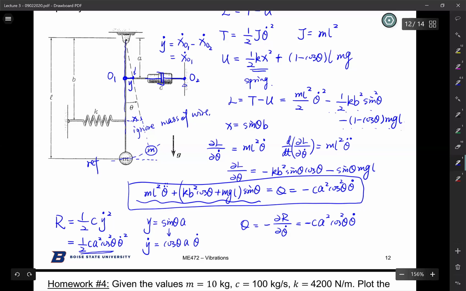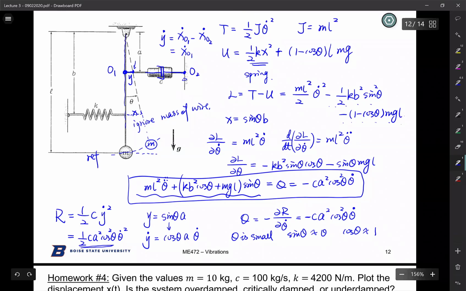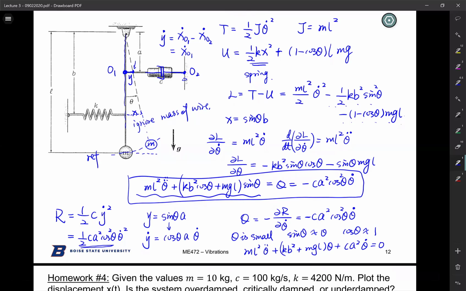And then if you assume small angle, that means sine theta is about theta, and cosine theta is approximately 1. Then you can plug everything back in. You have mL squared theta double dot plus (kb squared plus mgL) theta plus c a squared theta dot equal to 0. And then you have a linear solution.